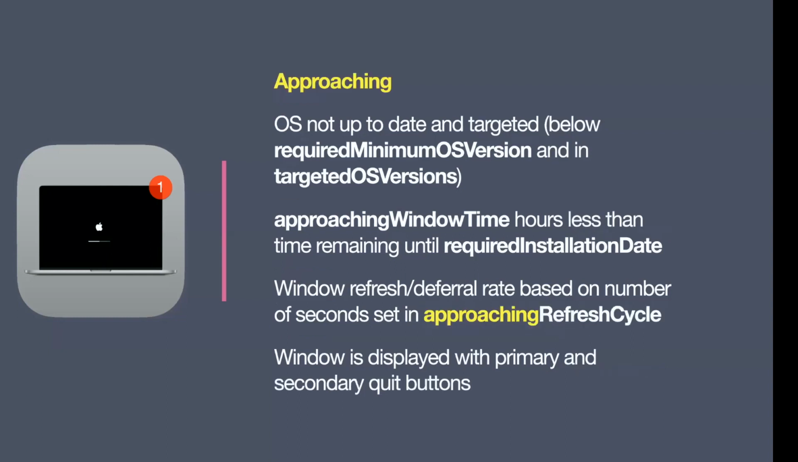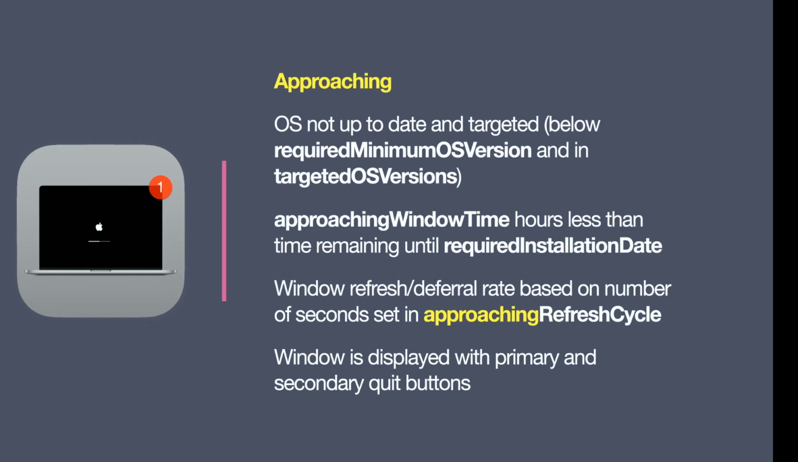Now, the next stage, or DEFCON 3, things are starting to heat up a little bit. And we're at what Nudge calls the approaching stage. We get to this stage when the installed version of macOS is below the required minimum OS version, and the number of hours before we reach our required installation date is less than what we've set in a preference called approaching window time.